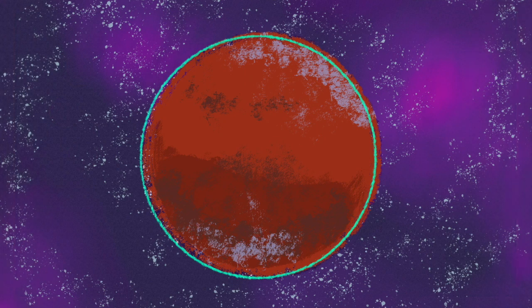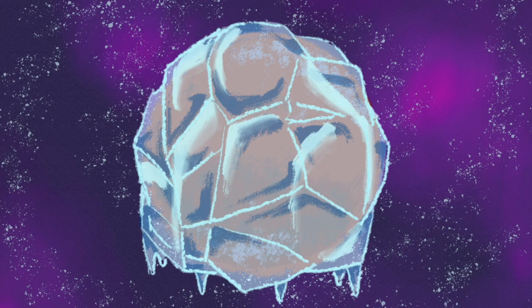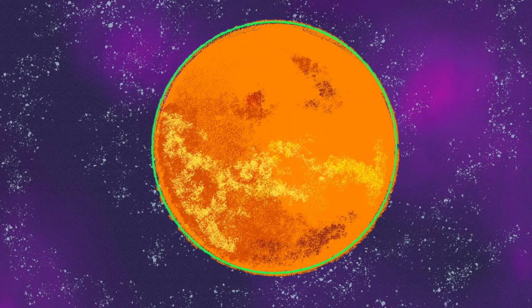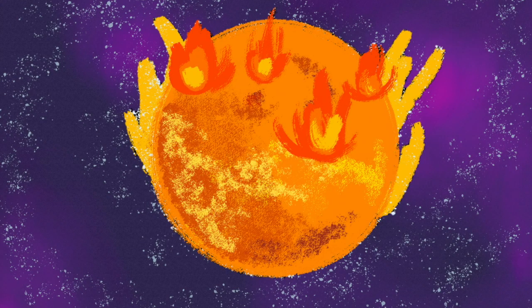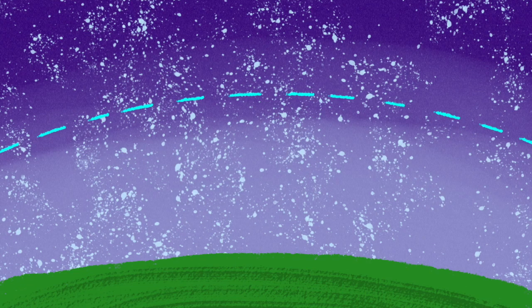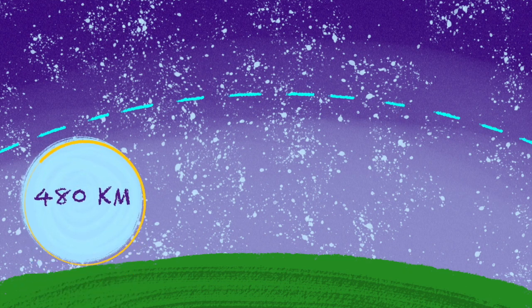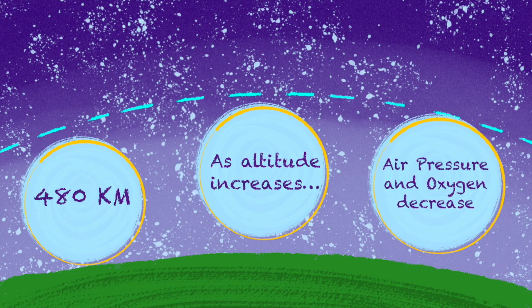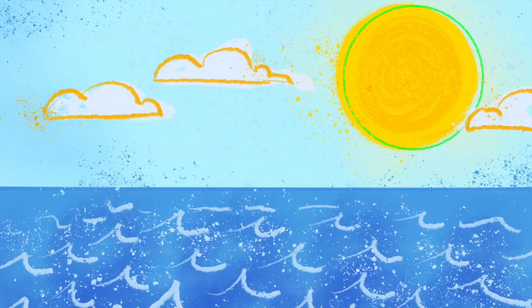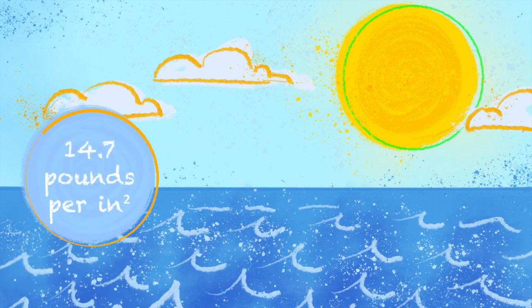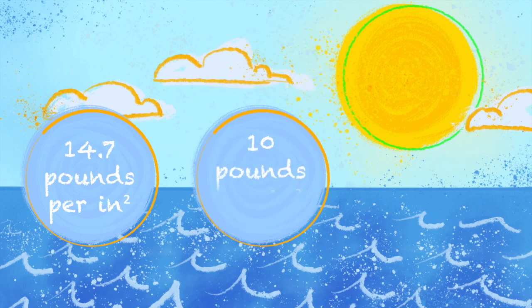Many planets like Mars don't have enough of the greenhouse effect to sustain life, and thus much of the planet is frozen. On the other hand, planets like Venus have way too much greenhouse effect, so the whole planet is way too hot to sustain any sort of life. The Earth's atmosphere is about 480 kilometers thick, and as the altitude increases, the amount of oxygen decreases, as does air pressure. To put some numbers on it, at sea level, air pressure is around 14.7 pounds per square inch and is 10 pounds per square inch at 3 kilometers above sea level.